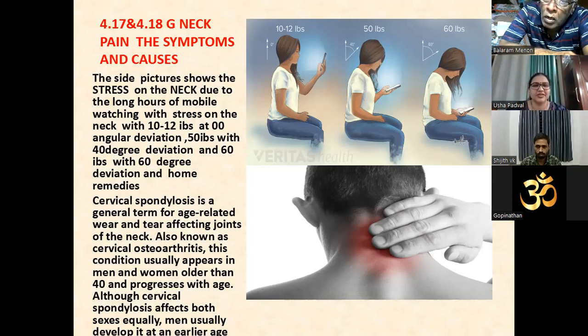But cervical, the first 3 or 5 years. 7 cervical, 12 thoracic, 5 lumbar, and 9 fused bones: sacrum, 5 of sacrum, and coccyx. Okay, there are 33 bones.